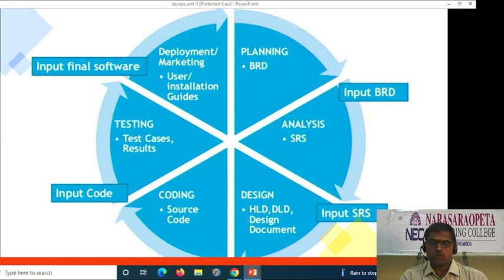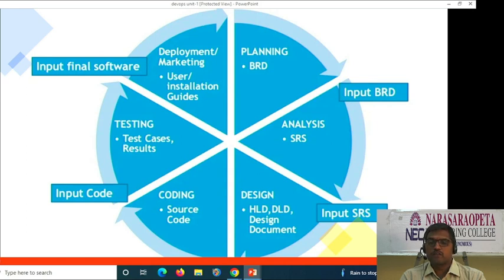Coding produces the source code. They deliver this source code as the input code. Then we can give it to the testing. Test cases will be there. In testing, they have to develop many test cases according to the requirements. Then they have to test the developed source code in the functional testing way, and in the case of development testing, that is the black box testing and white box testing methodologies.